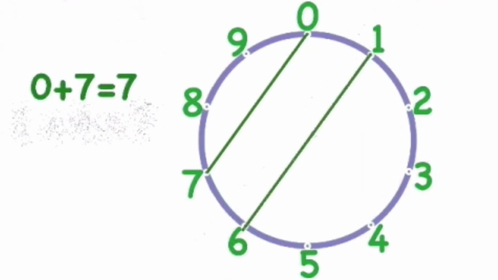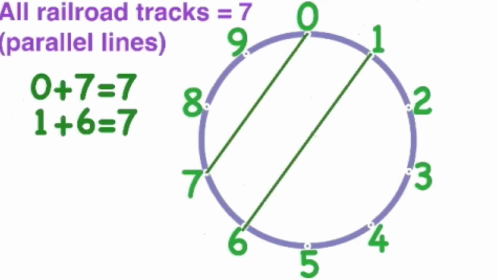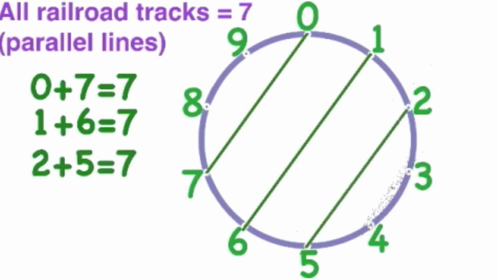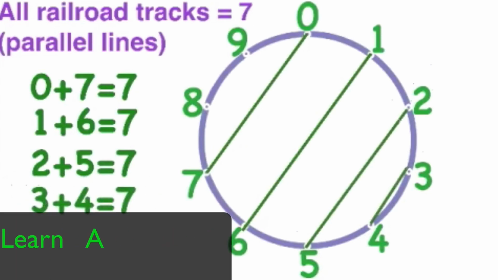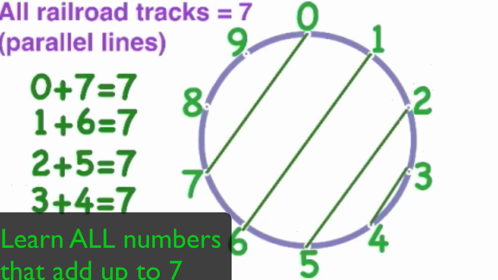Now here we have 0 plus 7 equals 7. And now we see we can create 3 lines of pairs of numbers that add up to 7. 1 and 6, 2 and 5, and 3 and 4. The lines all point in the same direction, like railroad tracks. Look at those adding numbers. Can you see any patterns there?